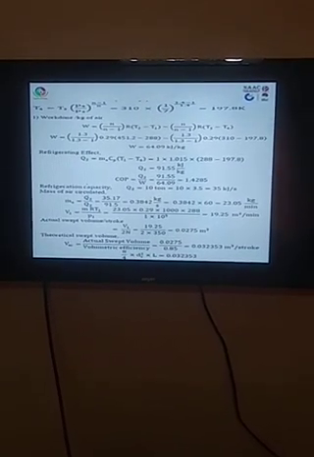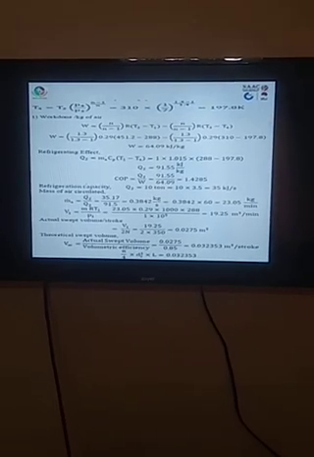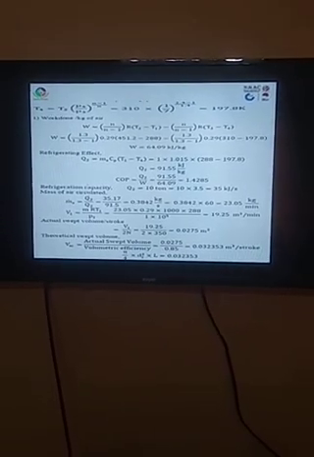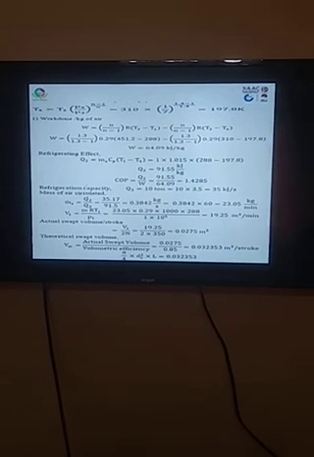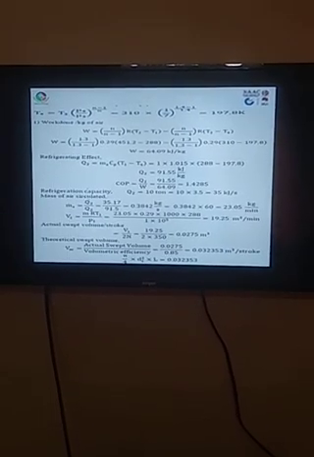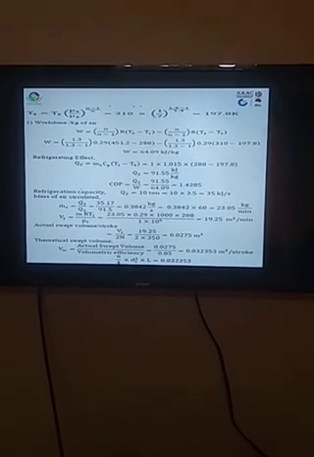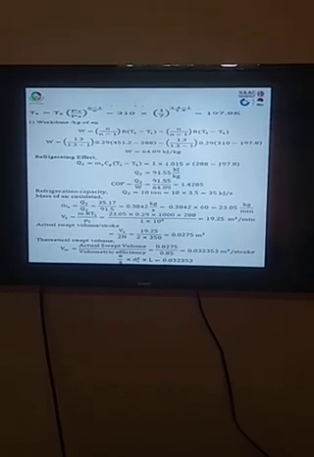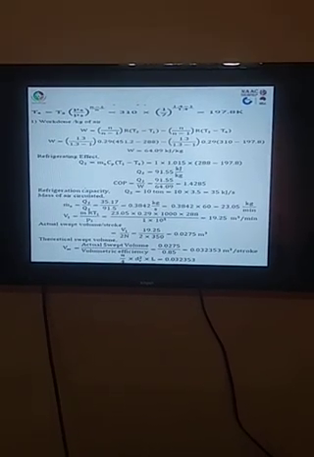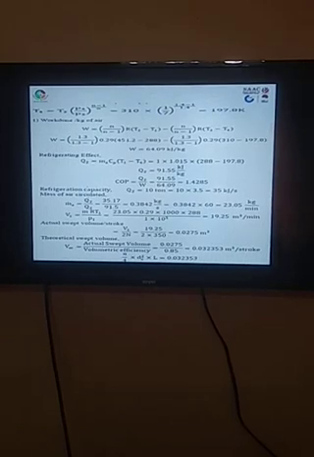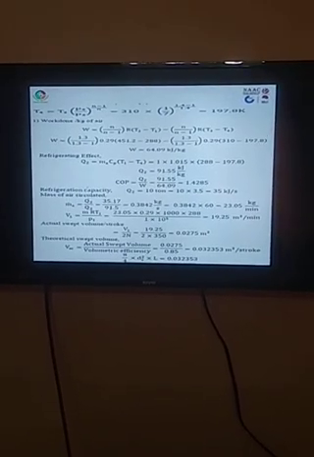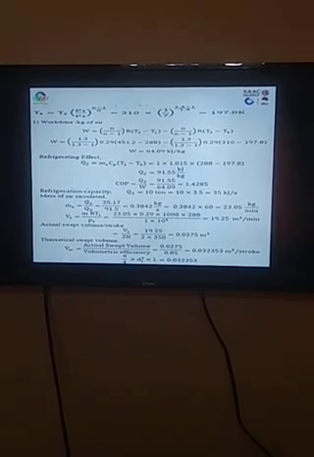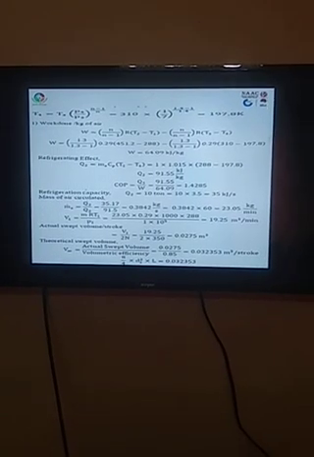The theoretical swept volume can be calculated as V suffix CS, which is the actual swept volume divided by the volumetric efficiency. The volumetric efficiency value is 85%, so it is 0.85. Then we get V suffix CS as 0.032353 meter cube per stroke.